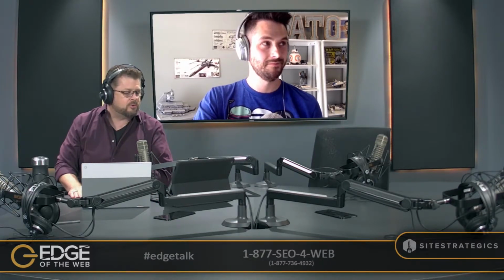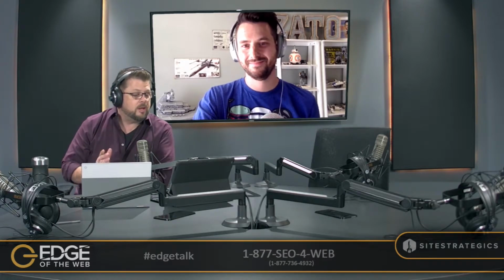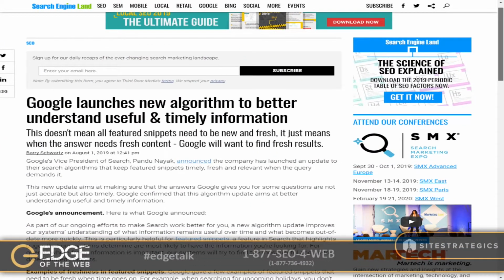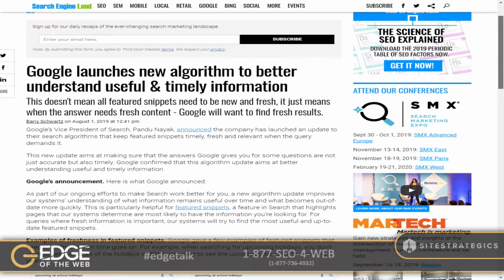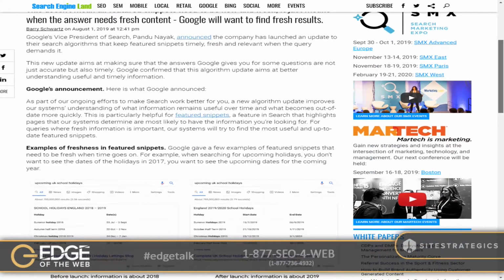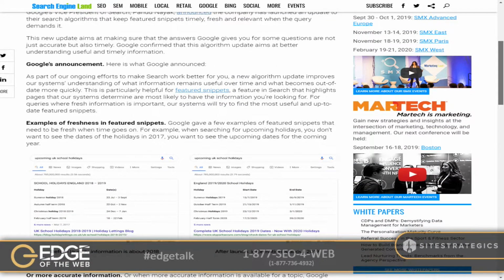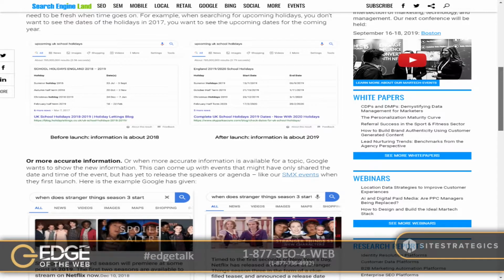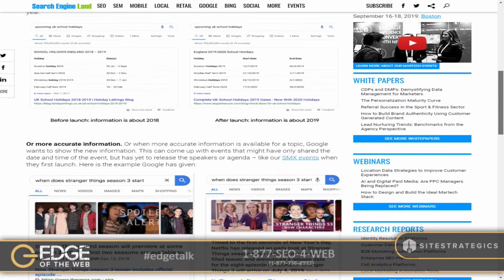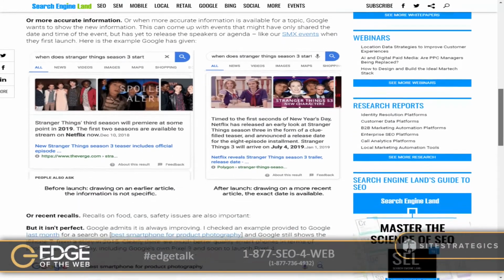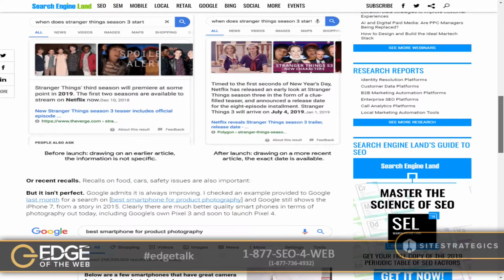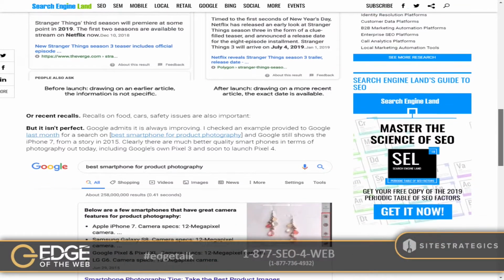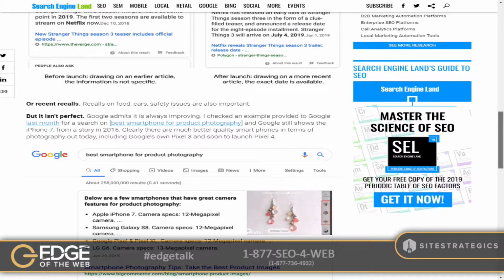But anyway, you know what's not unfortunate? Google actually launched a new algorithm to better understand useful and timely information. This is over on Search Engine Land by Barry Schwartz as well. As part of the ongoing efforts to make search work better for you, they're quoted: a new algorithm update improves our systems' understanding of what information remains useful over time and what becomes out of date more quickly. This is particularly helpful for featured snippets, a feature in search that highlights pages that our systems determine are most likely to have the information that you're looking for. For queries where fresh information is important, our systems will try to find the most useful and up-to-date featured snippets, says Google.